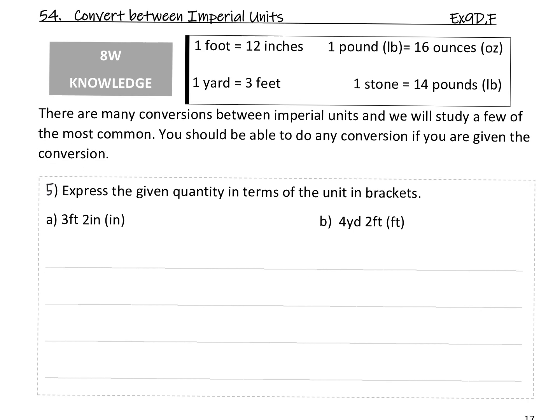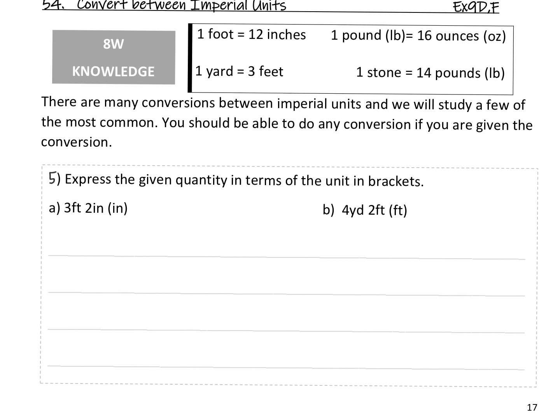even for a life skill. So example 5A, express the given quantity in terms of the unit in brackets. We've got 3 foot 2 inches. We need to change it all into inches, so the 3 foot has to be changed. 1 foot is 12 inches, so 3 foot would be 3 12s, which is 36. And then you add on the 2 more inches, which would give you 38 inches. You can write IN for inches. Sometimes you have little inverted commas to indicate inches, so that's 38 inches.